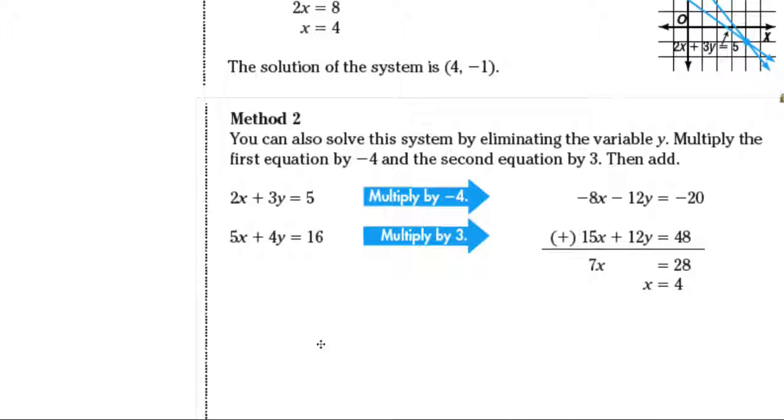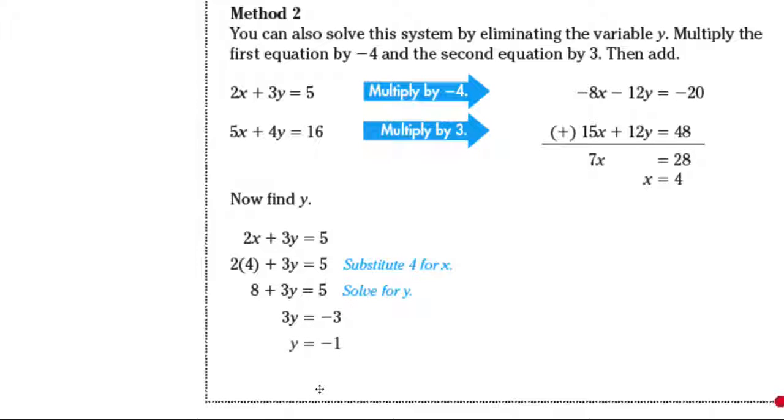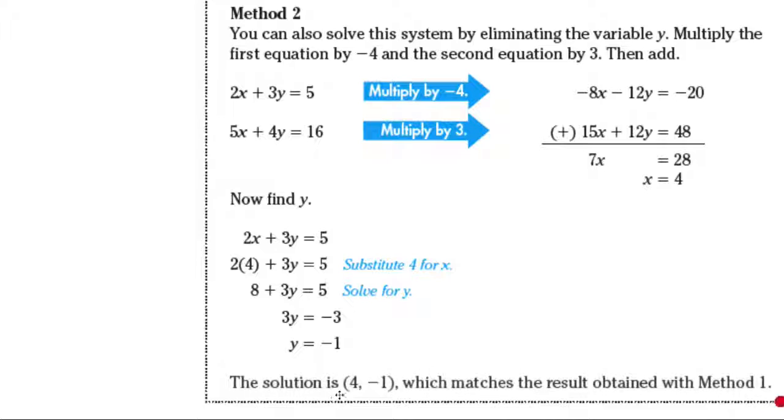And now we simply use x equals 4 and substitute it back to find y. So we get a 4 substituted to 2x, end up with 2 times 4 plus 3y equals 5. Okay, 8 plus 3y equals 5. Subtract 8 from both sides. 3y equals negative 3, and divide both sides by 3. y equals negative 1. Okay, so the solution is 4, negative 1, which matches the result obtained with method 1. So you can see how the LCM works in the elimination method.